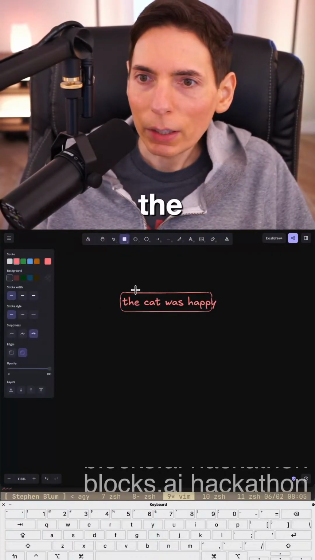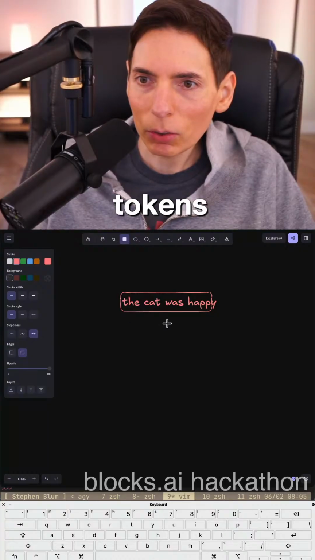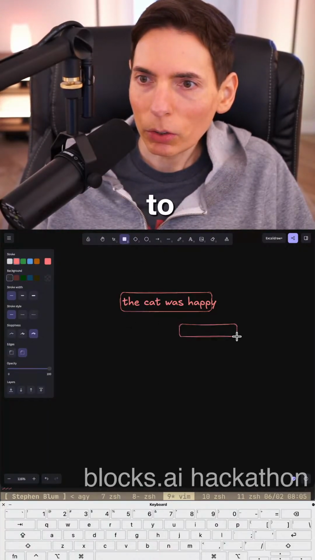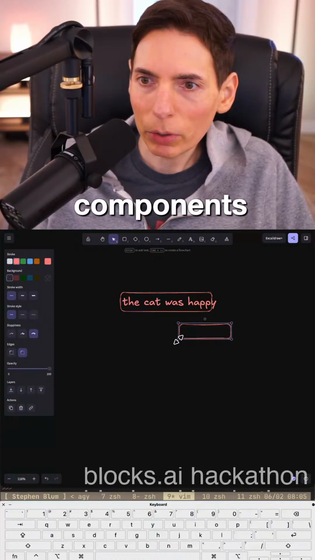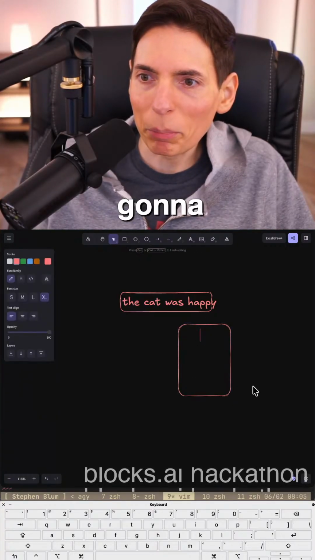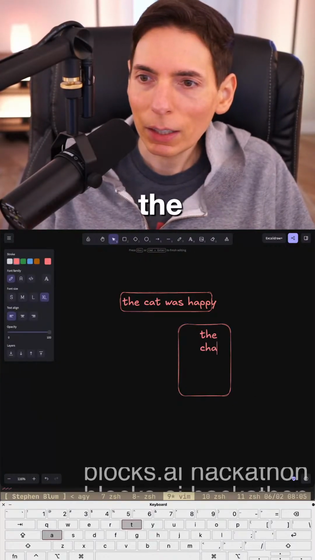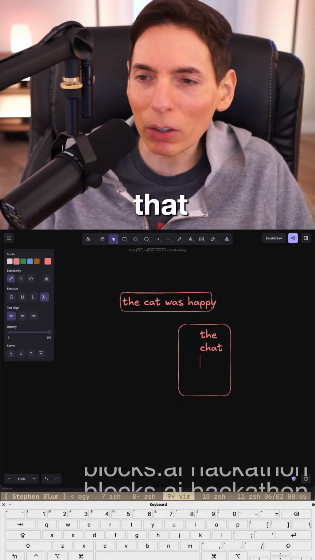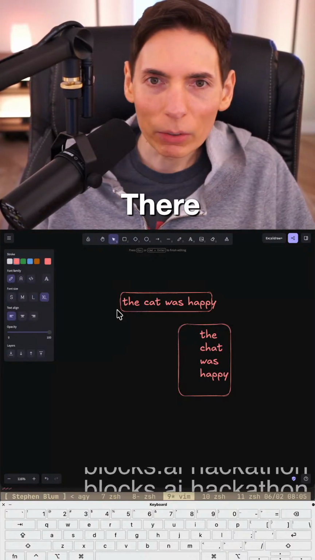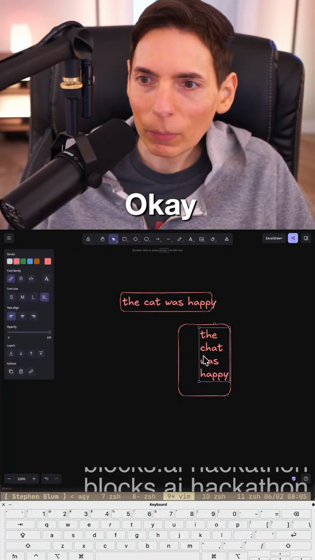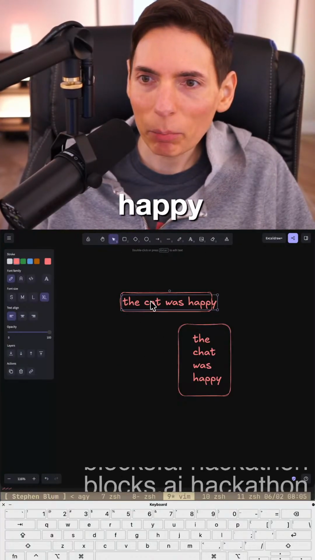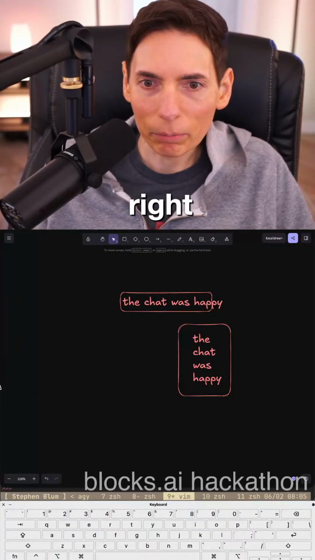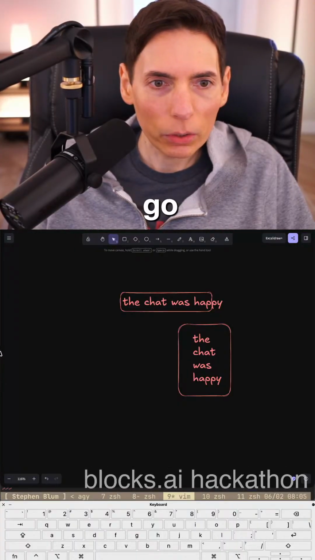Then we move to the next phase where we split those up into tokens. So we're going to split them up into individual components. Basically, we're going to pivot them. The cat, the chat. We're going to say chat. I like that better. The chat was happy. Let's say chat there as well.